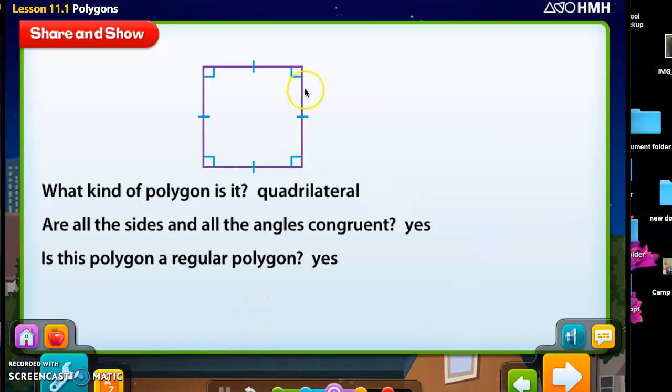Okay, so you can tell this is a square because all sides are equal. And on a square, all sides are equal. All of the angles are right angles and they are also equal. And it's a quadrilateral because it has 4 sides. So it is a square.